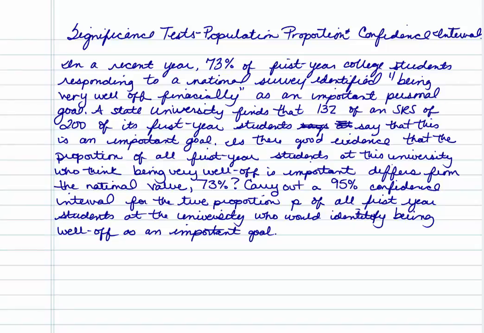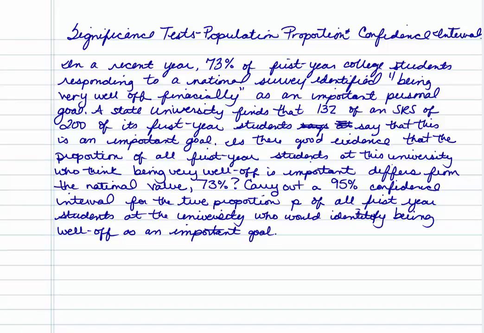So let's take a look at this problem. It's pretty lengthy. In a recent year, 73% of first-year college students responding to a national survey identified being very well off financially as an important personal goal. Suppose a state university finds that 132 of a simple random sample of 200 of its first-year students say that this is an important goal.